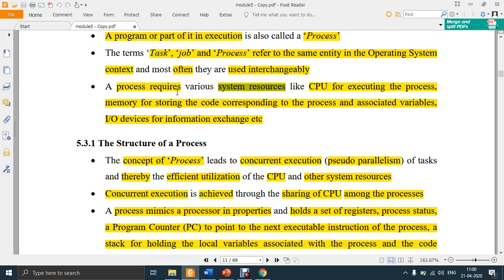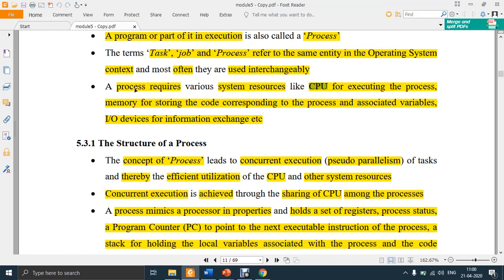A process requires system resources like the CPU for executing, memory for storing the code and associated variables, as well as IO devices. These are all required for a process. As soon as a process is created, it will be allocated some memory to store the code and the variables. It will be allocated the CPU based on scheduling techniques. We will discuss them later.